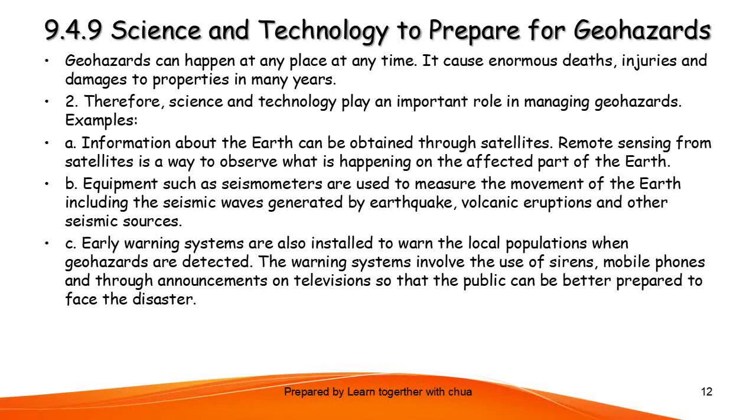Equipment such as seismometers are used to measure the movement of the Earth, including the seismic readings caused by earthquakes, volcanic eruptions, and other seismic sources. Early warning systems are also intended to warn the local population when geohazards are detected. The warning system involves the use of sirens, mobile phones, and announcements on television so that the public can be better prepared to face the disaster.